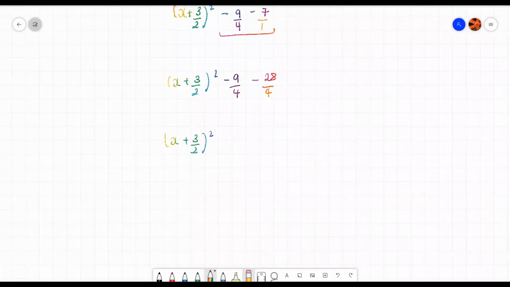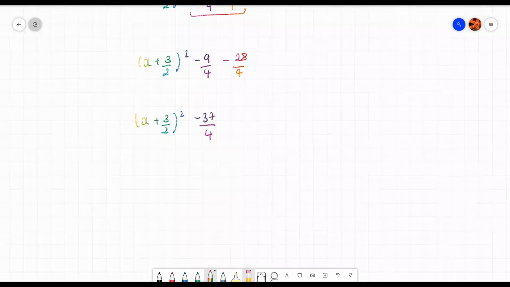Okay, minus 9 minus 28 is minus 37 over 4. Okay, and there we are. We have answered our question. Not fully yet though, because I've got to write down the turning point. So it's the opposite to that. So it's going to be minus 3 over 2 and minus 37 over 4. Okay, and that's it.